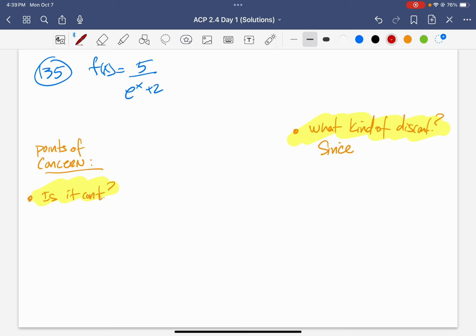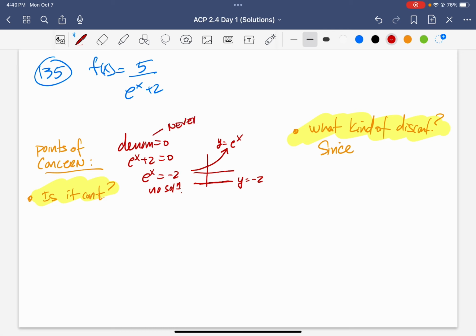Okay, cool. So if this is our function, 5 over e to the x plus 2, the point of concern is where the denominator is equal to 0. In this case, that would be where e to the x equals negative 2. Well, I have memorized that e to the x looks like this, and it never crosses the x-axis. And then y equals -2 looks like this. So I do not think these will ever intersect. So this has no solution, which means that the denominator will never be 0. Okay? So there are no points of concern. So this would be none.